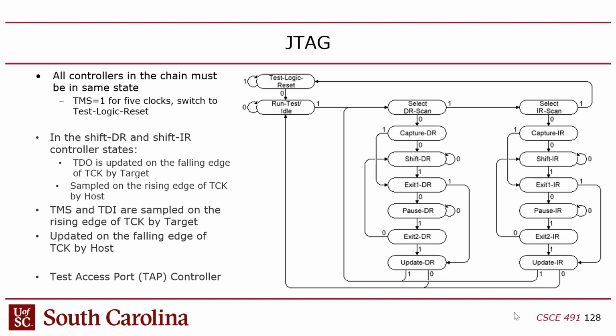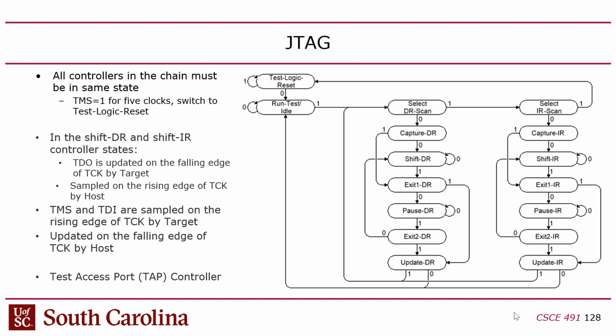And then likewise, once you set up the instruction register, you go into the shift data register state, and that allows you to shift more bits in that correspond to the data that are operating within the context of what instruction you put in. So basically, this shift instruction register allows you to put the JTAG chain into a particular mode, and then once it's in that mode, you start shifting in bits for the data.